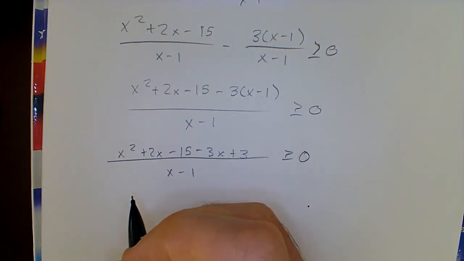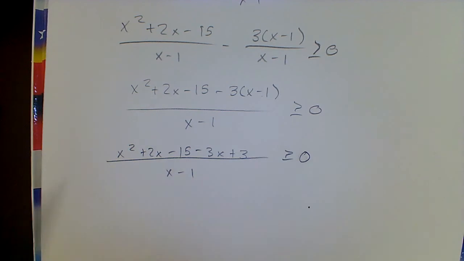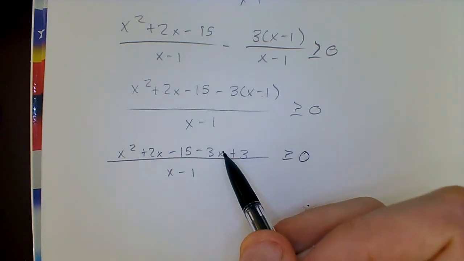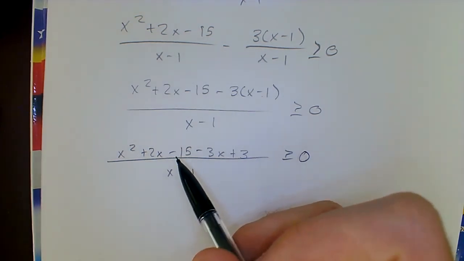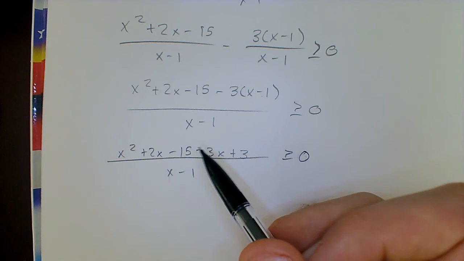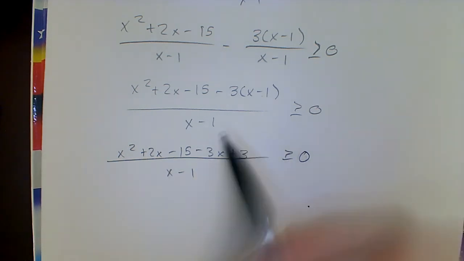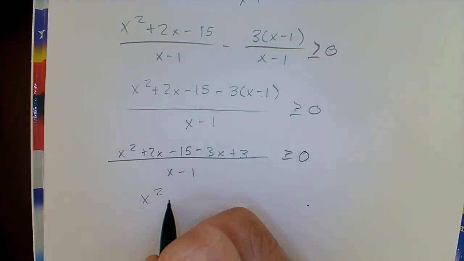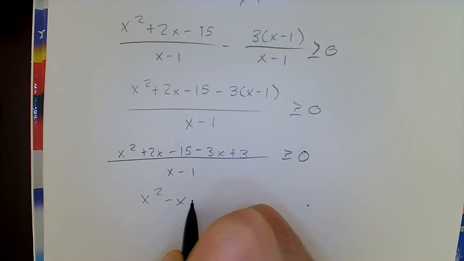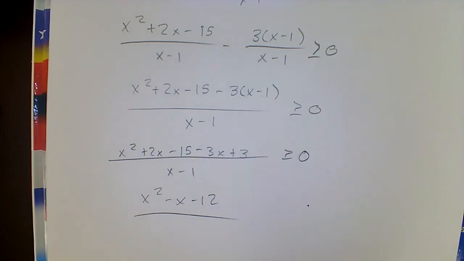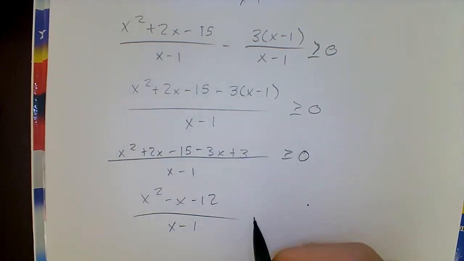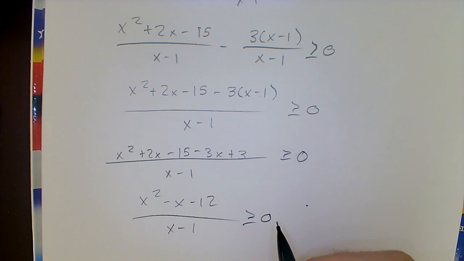Okay. So again, with the simplification, we're combining some like terms here. So this 2x and negative 3x is a negative x, and negative 15 plus 3 is negative 12. So we get x squared minus x minus 12 over x minus 1 is greater than or equal to 0.